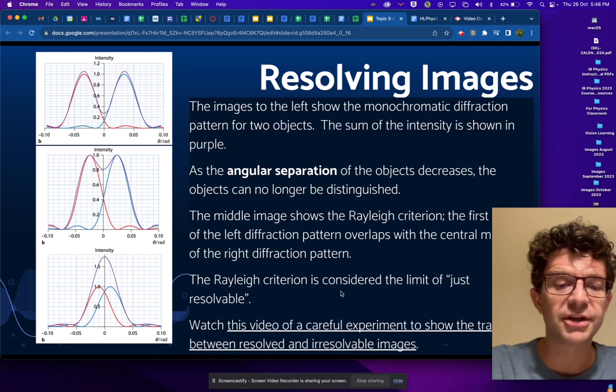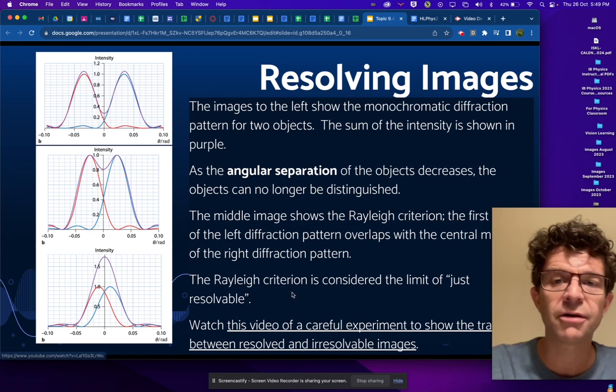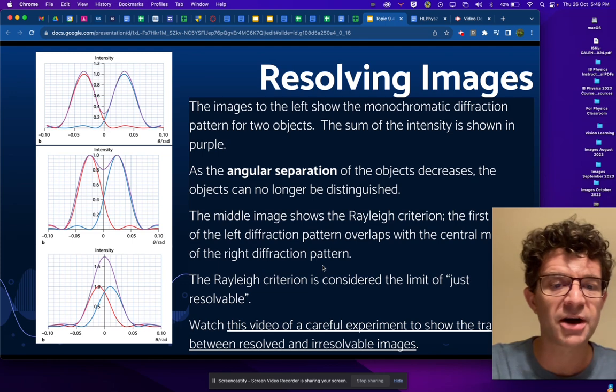Really great video showing the transition between resolved and irresolvable images here. I highly recommend you pause, find that link, and watch this video of two students doing an experiment.